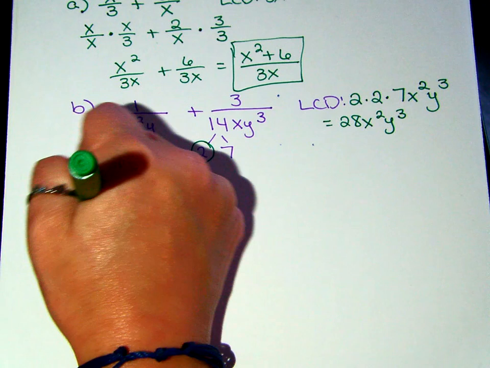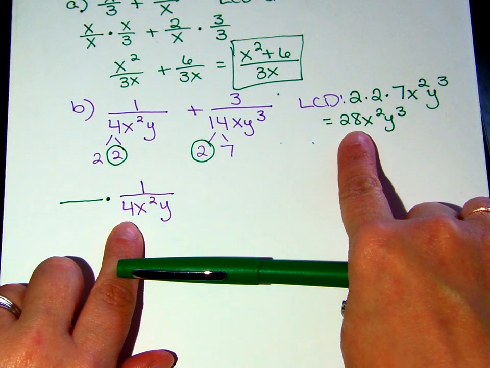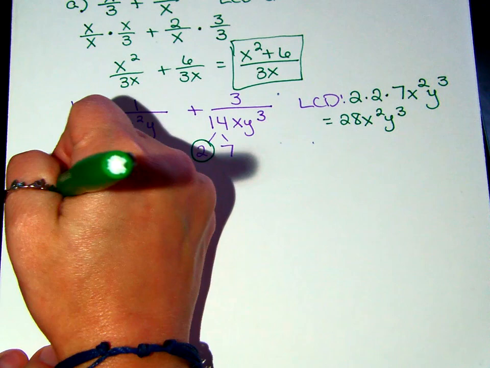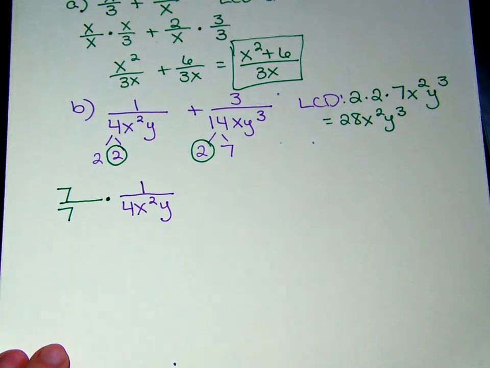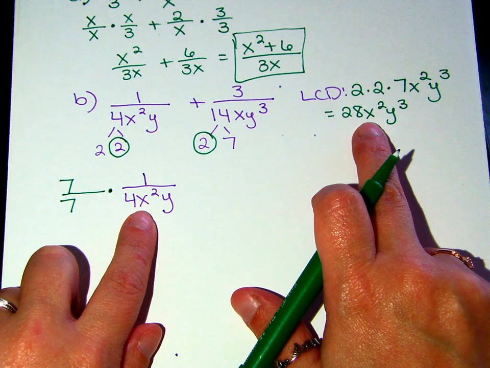So let's look at the number part first. How do I turn 4 into 28? What do I multiply it by? 7. So I'll put a 7 on top, 7 on bottom. Then I look at my x's. I need an x squared. I already have an x squared, so I don't have to worry about that.